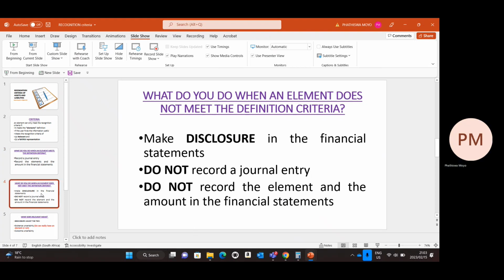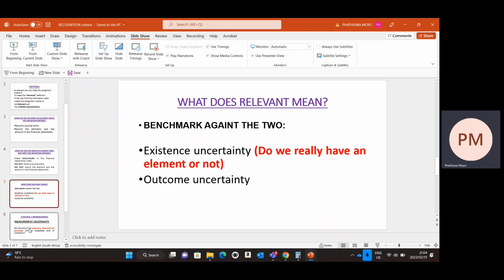So what if the element does not meet the definition criteria? Then you don't write it on the financial statements. I emphasize again, you don't write it on the financial statements. What do you do? You make a disclosure in the financial statement notes. You do not make a journal entry, you do not record the amount in the financial statements, because it does not meet the definition.